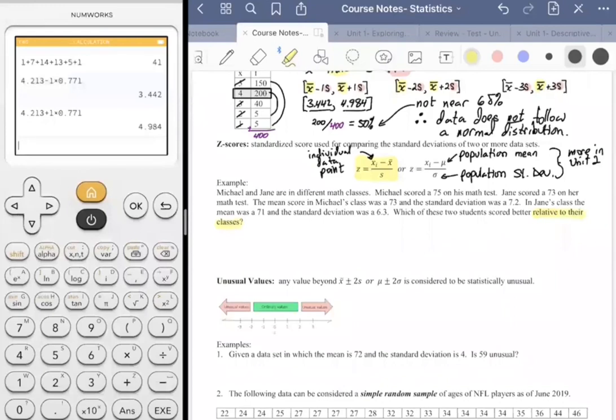All right. We already know who did better. Michael got a 75, Jane got a 73. One did better than the other, but did one take a harder test? They're in different math classes. Are they even in the same unit? Maybe the unit was more challenging. How do we know which one showed more mastery over the content that they were learning? So what we do is we compute the z-score for each one of them, Michael and Jane. We're going to find the z in both cases.